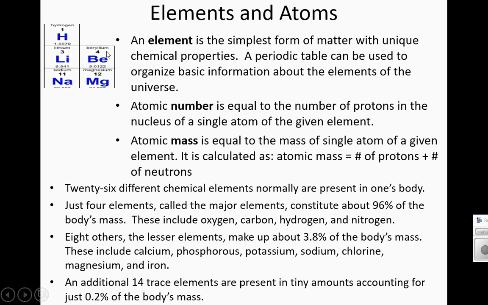Let's use beryllium as an example. It has an atomic mass of 9.0122. We'll just round it back down to 9. Okay. We said that it has 4 protons because its atomic number is 4. Well, this number gives you protons plus neutrons. So doing very simple math, how many neutrons are in beryllium? 5. How did you figure that out? 9 minus 4. That's as simple as it gets.